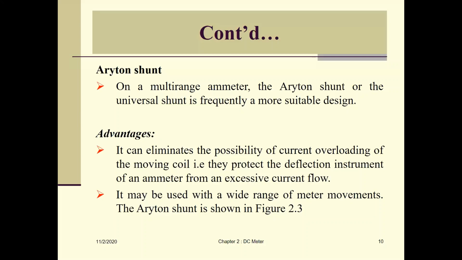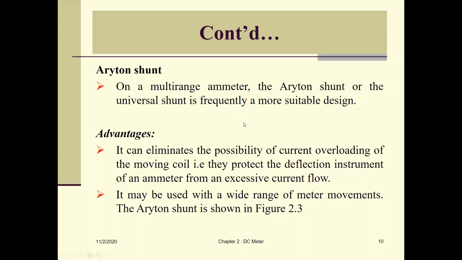The advantage of the Ayrton shunt is to eliminate the possibility of current overload of the moving coil. For example, like our digital meter, we can also select the range. That's why we need what we call the Ayrton shunt. It protects the deflection of the instrument, the ammeter, from excessive current flow, so it may be used with a wide range of meter movements.